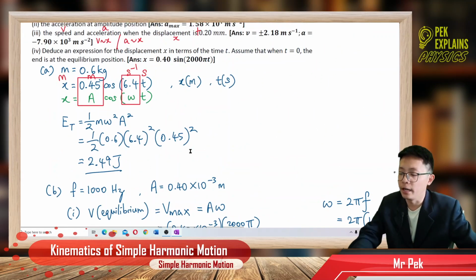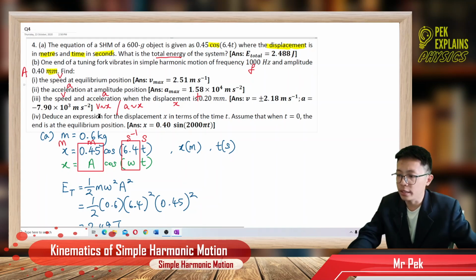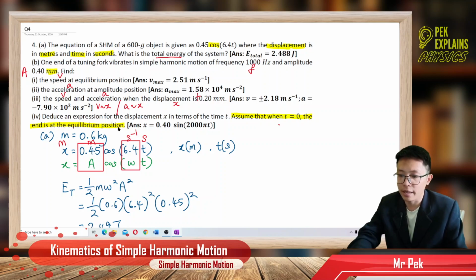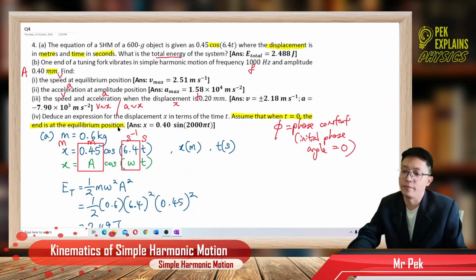Right? Good. Now let's look at the last question. Deduce an expression for the displacement in terms of time t. Assume that when time equals 0, the object is at equilibrium. Okay, you see the last sentence here: assume at 0 time, the object is at equilibrium. This means that the phase constant, or we can say the initial phase angle, is 0.